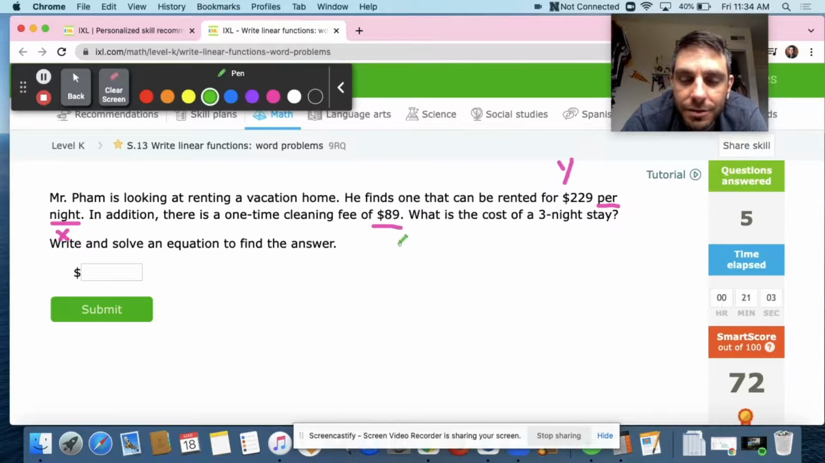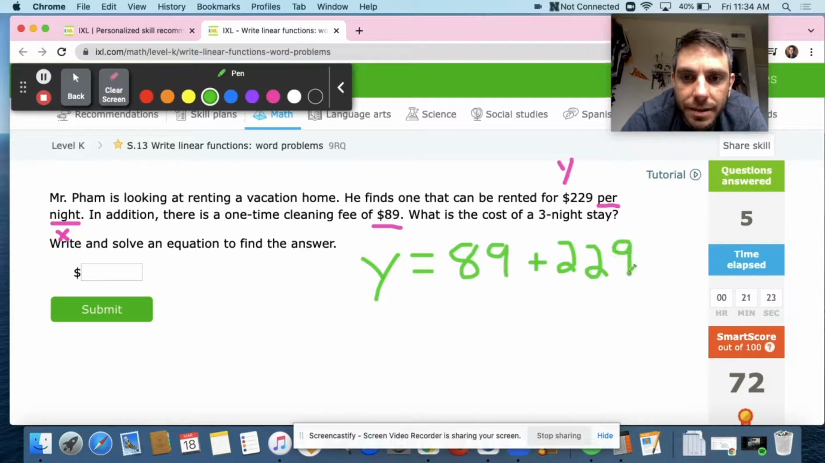All right, so you could probably do that in your head, or fairly quickly, intuitively. The cost of this stay, Y, equals basically $89 plus $229 per night, per X. It says, what is the cost of a 3-night stay? So 3 is an X number. So we're going to change the letter X to 3, and we're going to solve the rest of this.